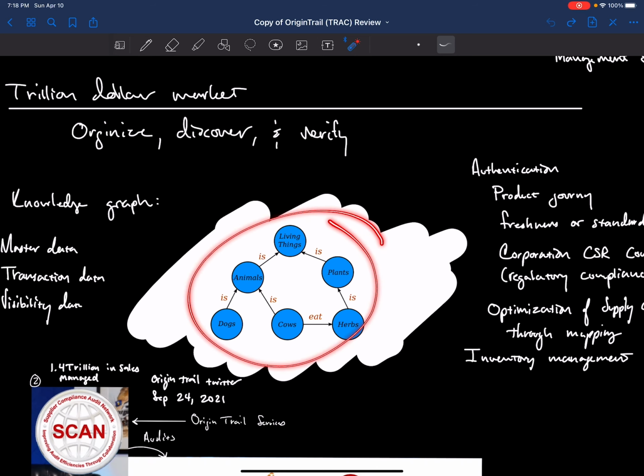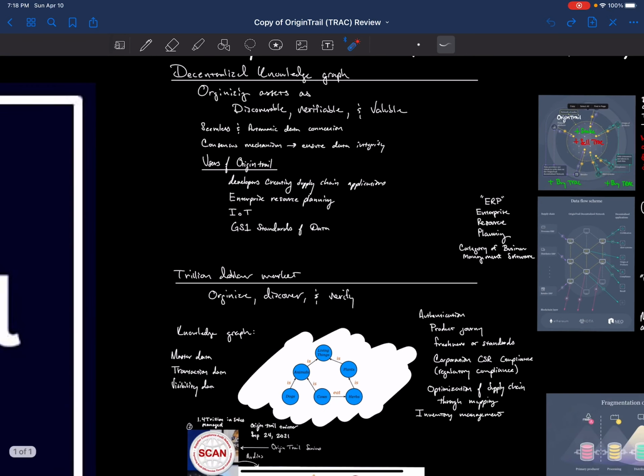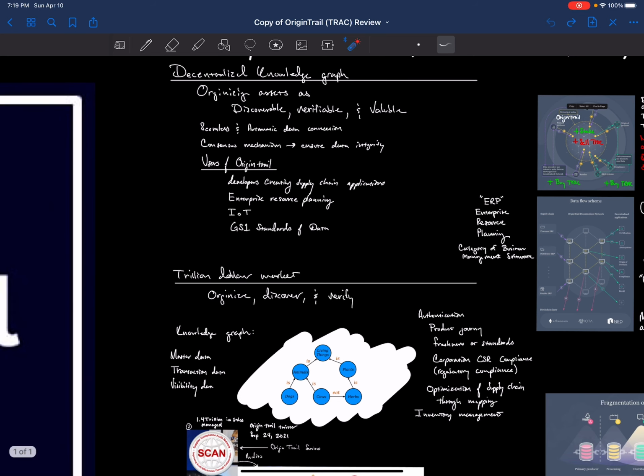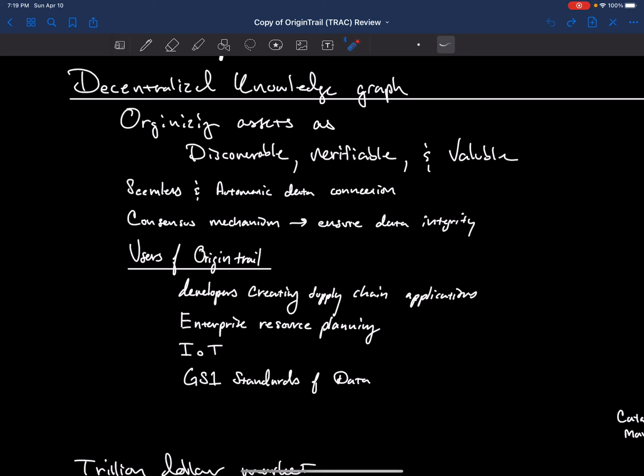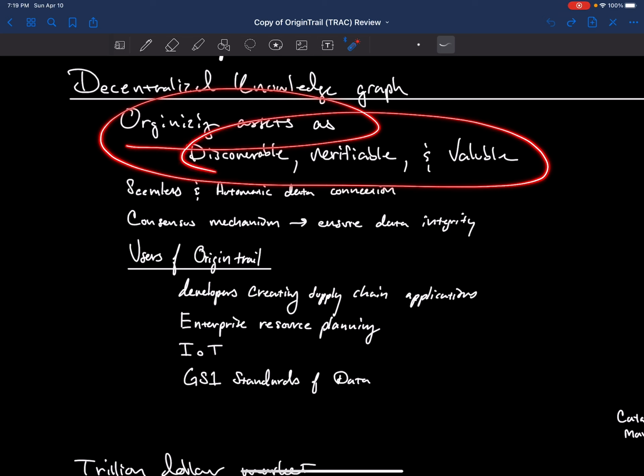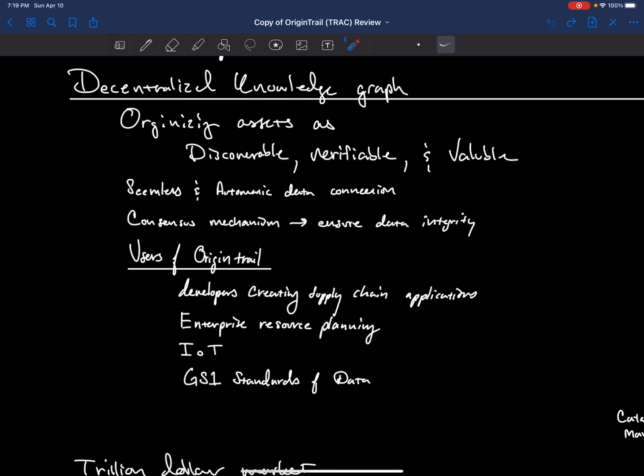A knowledge graph is data points that show their interrelationships. So it is very similar to my model. Knowledge graphs allow for querying data and discovering patterns, etc. So that's what it is in a rough sense. Organizing assets in a discoverable, verifiable, and valuable way. And this could be assets on the supply chain process, giving the different stages, giving information along the way.